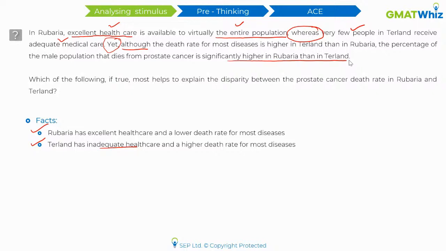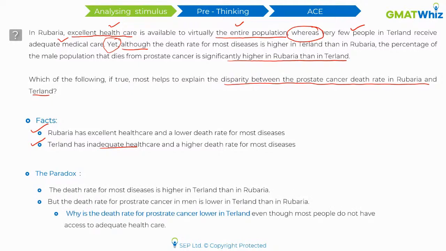And the question is asking us which of the following, if true, most helps to explain the disparity between the prostate cancer death rate in Turland and Rubaria. So that is what we have already understood, that there is an unexpected thing that is happening there, the paradox. So let's understand what the paradox is. The death rate for most diseases is higher in Turland than in Rubaria, but the death rate for prostate cancer in men is lower in Turland than in Rubaria. So the paradox is, why is the death rate for prostate cancer low in Turland even though most people don't have access to adequate healthcare? It would have made sense to say that even for prostate cancer, the death rate is higher in Turland than in Rubaria, but no. So we need to identify the reason behind this. We need to find out why it is so.